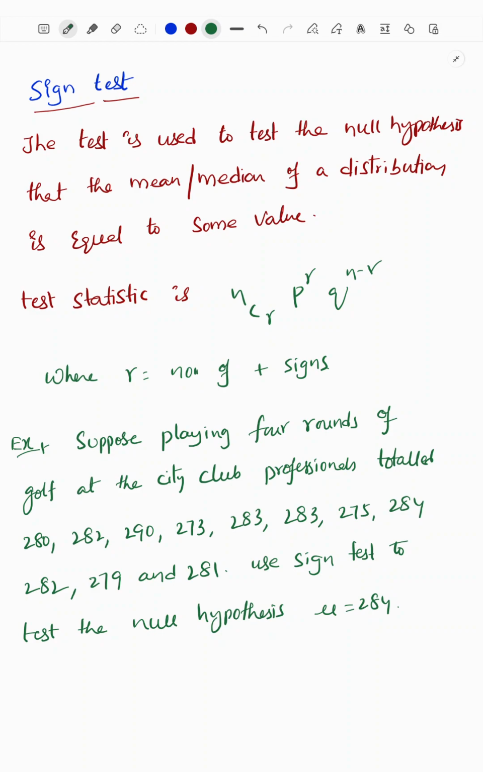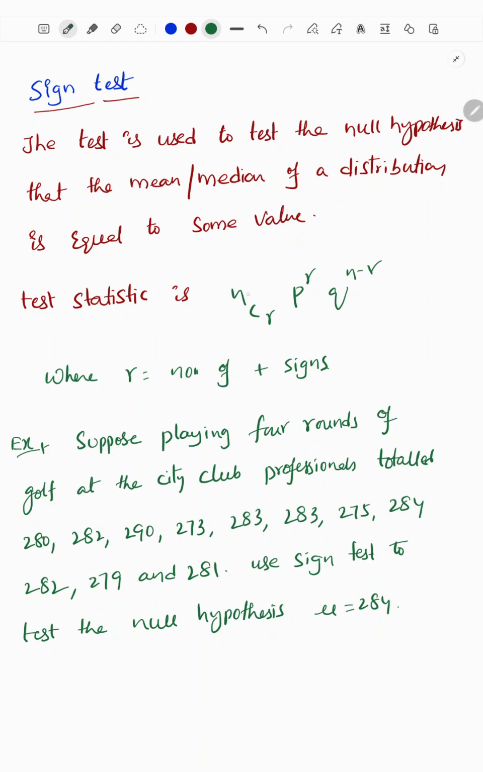So this test is almost the same as the t-test, and it is used to test the null hypothesis that the median or mean of a particular distribution is equal to a particular population value. Got it? And the test statistic for this test is nCr into p power r into q power n minus r, when we have a small sample. Small sample in the sense, in non-parametric, up to 20.